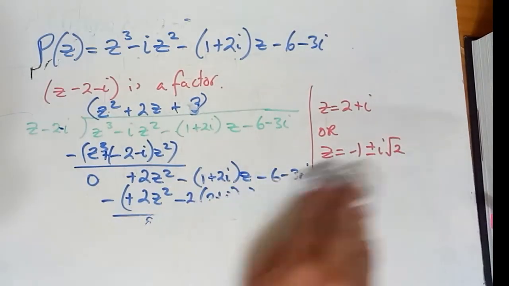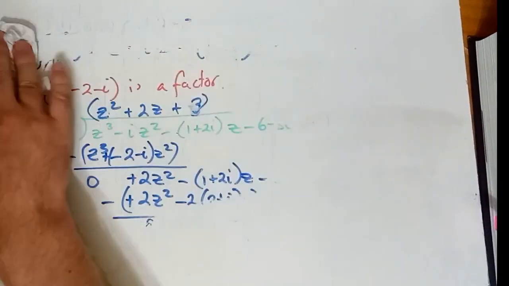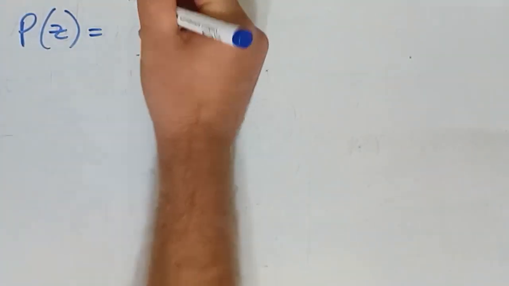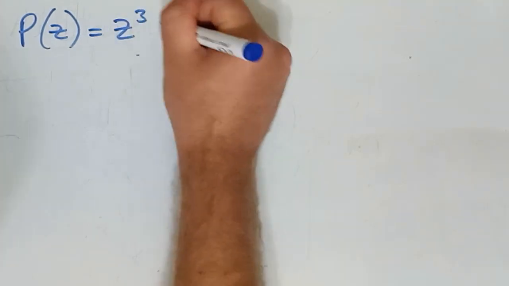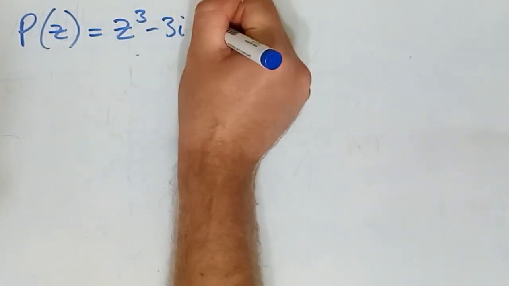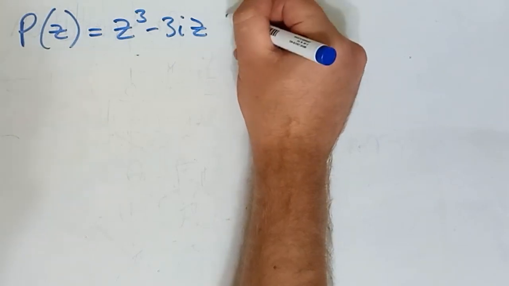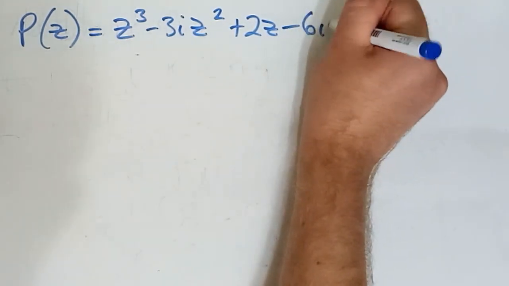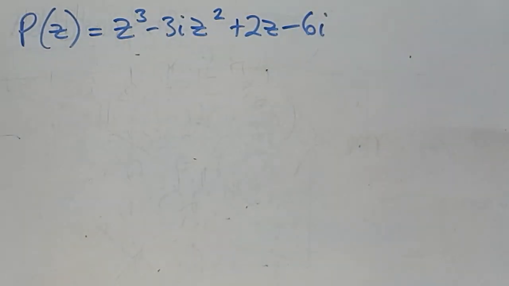That worked well. There may be a type of question that they expect you to do in year 12 where they don't give you what the factor is, or they don't give you a clue about what that complex factor may be. So you could have a question along the lines of P of z equals z cubed minus 3iz squared, sorry, plus 2z minus 6i. And in this scenario, they want you to try grouping.